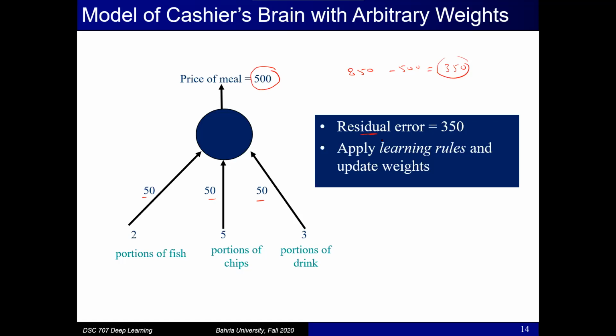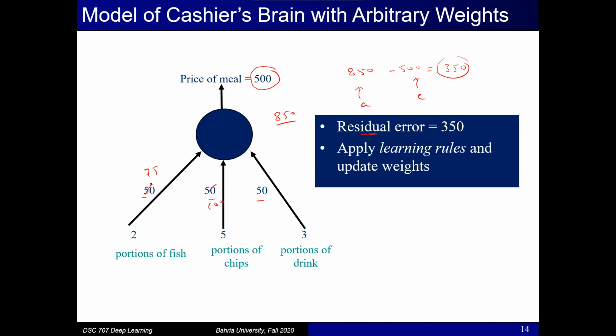Based on your observation, what will you do? Your estimate is less than the actual price, 850. So you'll say, I need to increase the price of something to make the estimate go up. You will guess, of course. Maybe instead of 50, let's make it 75. Instead of 50, let's make it 100, and so on. You will keep doing it and try different combinations so that you arrive as close as possible to 850. So this is the general idea of how a perceptron learns.